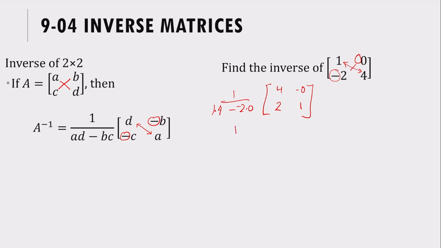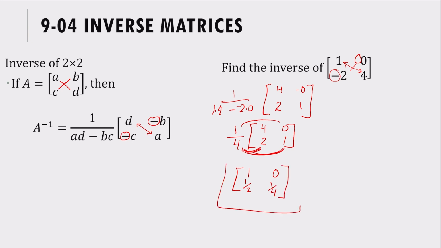So it looks like I get 1 over 4. And so now we just have scalar multiplication, so just distribute. So I'll have 1/4 times 4, 1/4 times 0, 1/4 times 2 is a half, 1/4 times 1 is 1/4. And that is the inverse. If you were to multiply the original with its inverse, you would get the identity matrix.